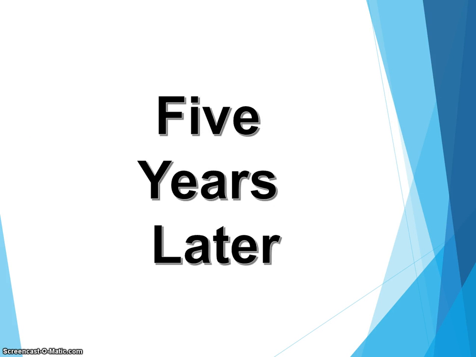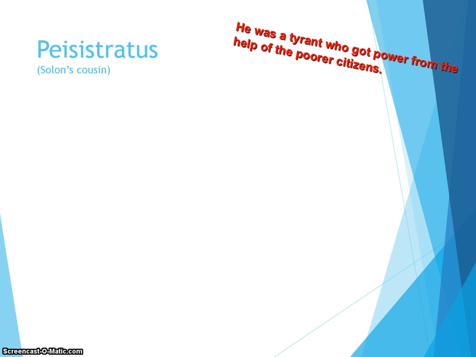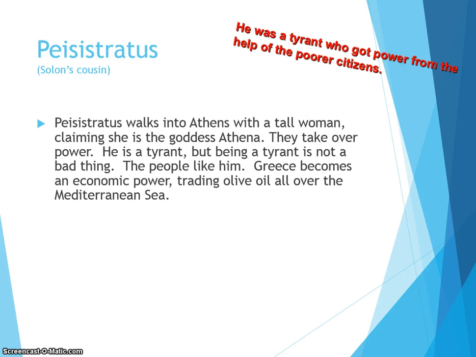Well, 5 years later, of course, we get someone by the name of Pisistratus, the cousin of Solon. He's a tyrant. Now, when we think of that word tyrant, we usually think of something negative. Tyrant simply means someone who comes in and takes over power, but that doesn't mean they're necessarily bad. Here's how he did it. He walks into Athens with a tall woman and claims she's the goddess Athena, and they take over power. Now, he is a tyrant, but like I said, it's not such a bad thing that people like him.